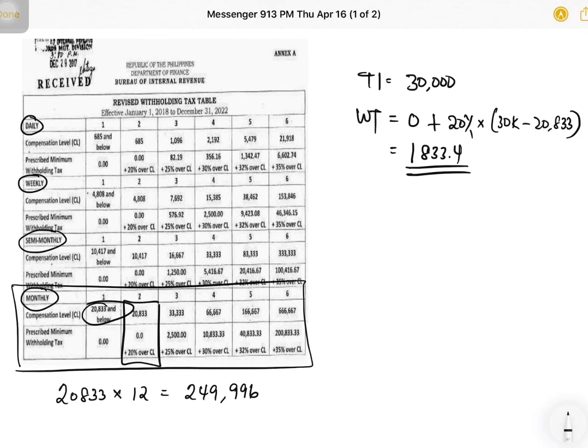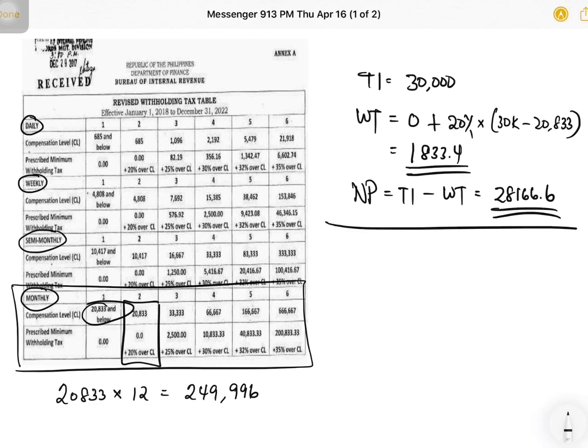Now, given that withholding tax, how much is the net pay of the employee, or the take-home pay? You get the taxable income minus the withholding tax, right? What's the answer? It's 28,166.6. So that's the logic. You have the taxable income, which is net of all the statutory payments, minus the withheld tax. That's your net pay or take-home pay.